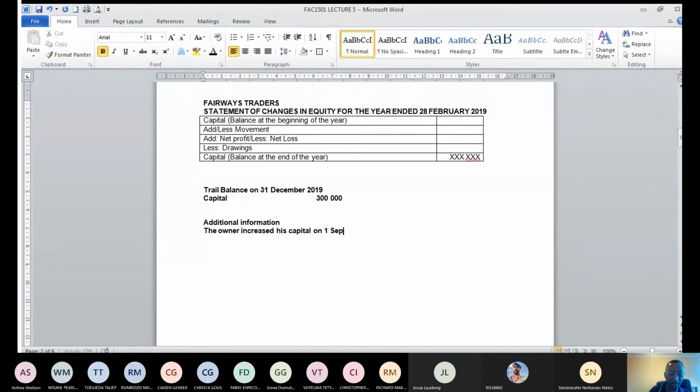on the 1st of September 2019 by depositing a check for 60,000 rand into the business's banking account. And how are we now going to deal with this?